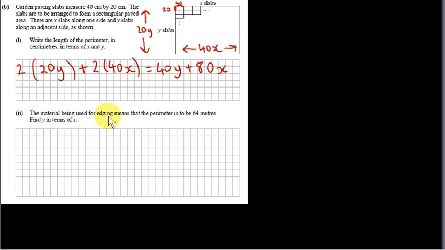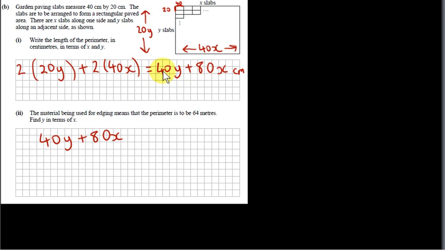The material being used for edging means that the perimeter is to be 64 meters. Find Y in terms of X. So the perimeter is 40Y plus 80X. Now, the perimeter is actually in centimeters because the sides of each slab are given in centimeters. See, it's 40 by 20. So when I wrote down the perimeter here, I have it written down in centimeters because we multiplied Y by 20 centimeters to get this side and X by 40 centimeters to get this side.